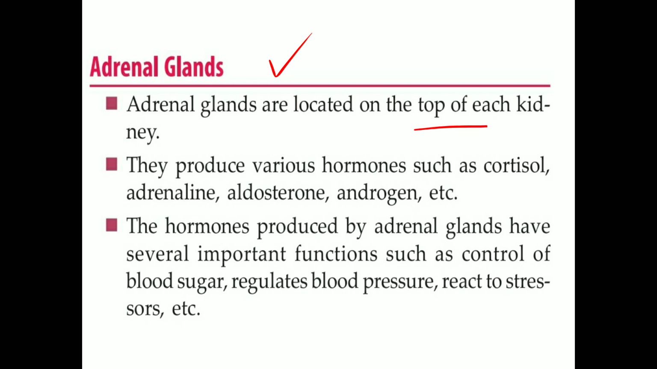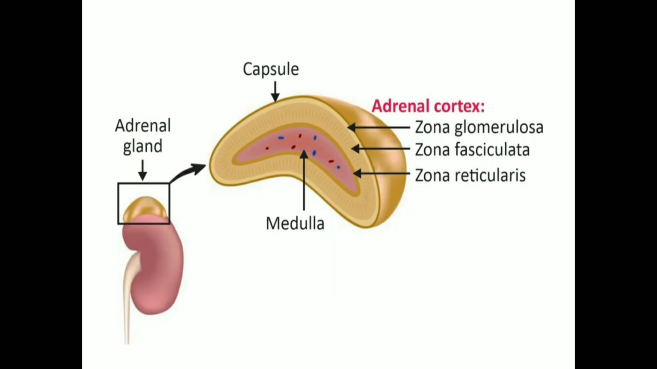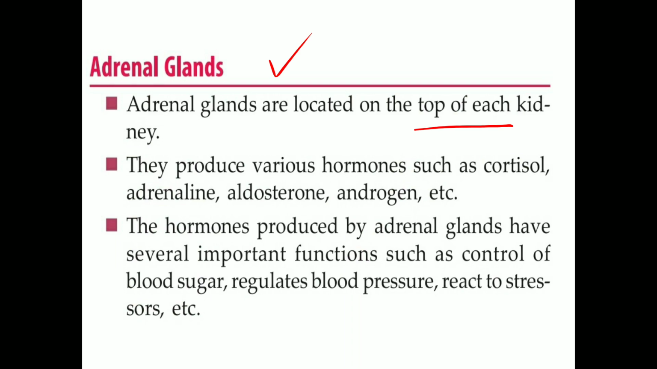Adrenal glands, they are located on the top of each kidney. You can see that here. On top of the kidney there is a pyramidal shaped gland called adrenal gland. They produce various hormones such as cortisol, adrenaline, aldosterone, androgen, etc. These hormones produced by adrenal glands have several important functions, such as they control blood sugar, regulate blood pressure, and respond to stress.